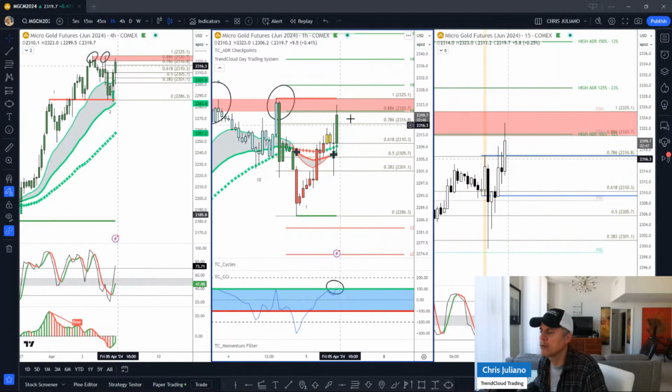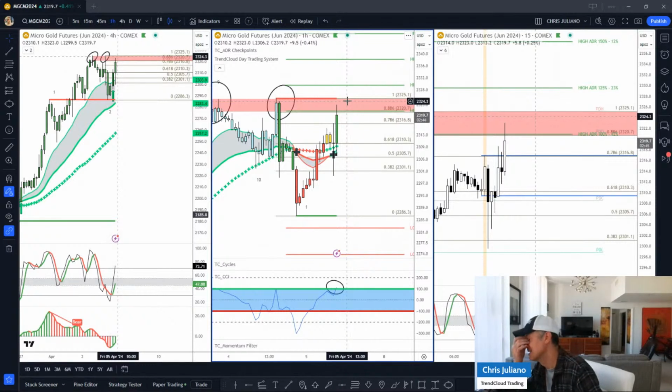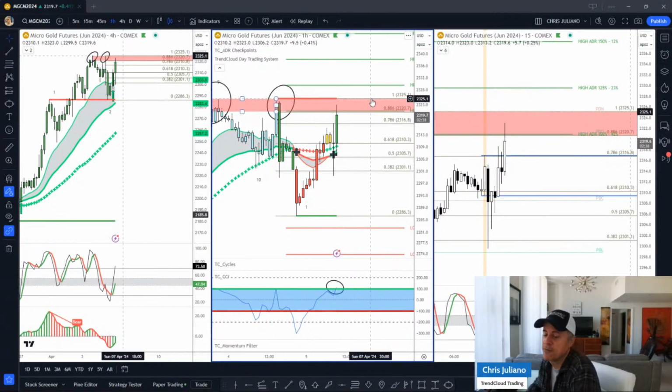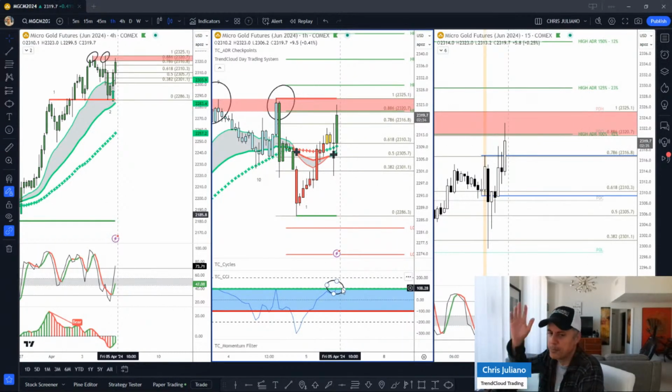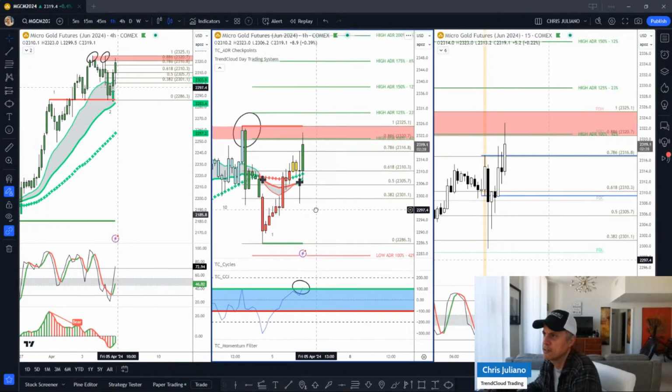Uptrend on the middle time frame. Breaking above positive 100. Up. Everything is pointing to, hey guys, let's go long, right? That's what TrendCloud's telling us.